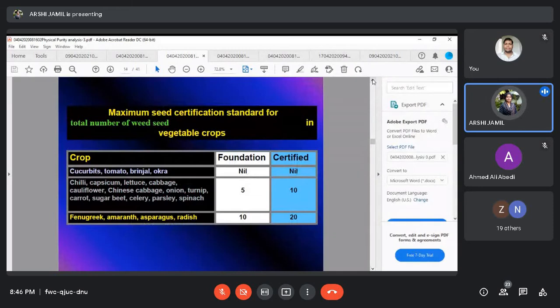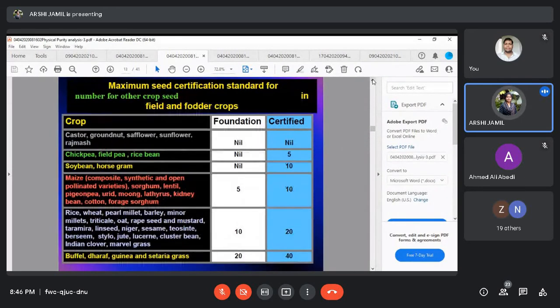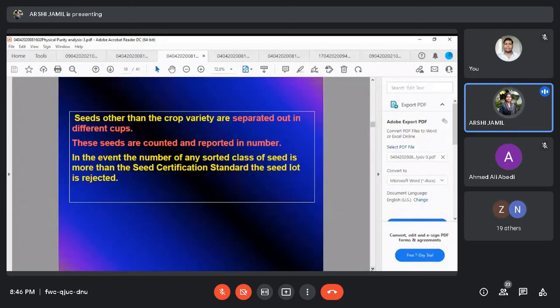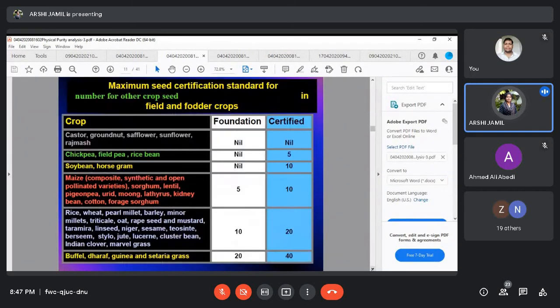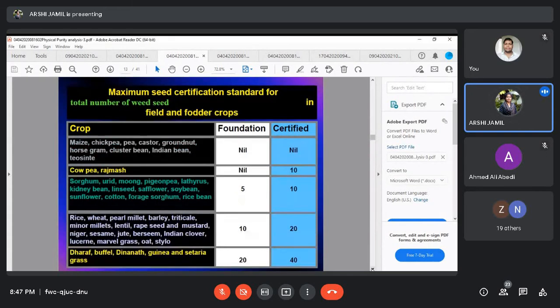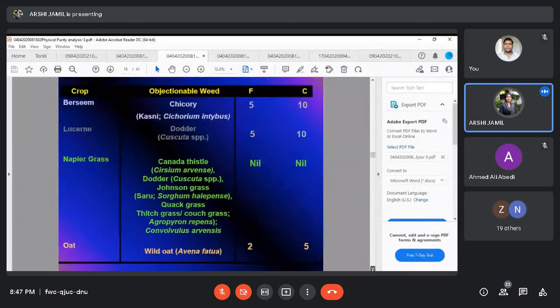Now this is some of the standard given by the testing authorities, on how many different seeds a particular crop can have in terms of number. For example, in chickpea, field pea and rice bean, the maximum limit in certified seeds should be up to 5%. OK, there should be no mixture of seeds more than 5%. In case of rice, wheat, pearl millet and other crops, it is 20%. Okay, so you don't have to go into much detail about this.